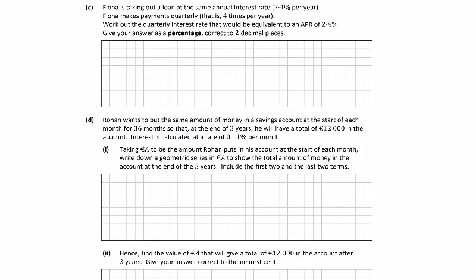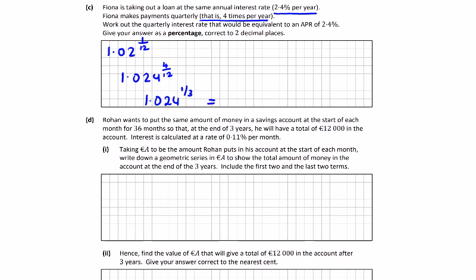Fiona is taking out a loan, same interest again, and she's making payments quarterly, 4 times a year. So if we had 2% interest and we wanted monthly payments, we do to the power of 1/12. So if we have 2.4% and we are making quarterly payments, 4 times a year, we're making payments every 3 months. 1.024 to the power of a third, 1/3 will give me 4 monthly payments.